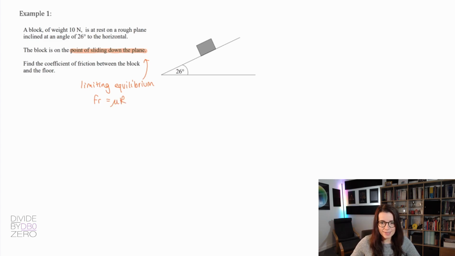First thing you want to do is label your diagram with the forces. So we've got the block of weight 10 newtons, so let's put the weight on, coming straight down. Now when you've got an inclined plane, you're going to want to resolve parallel and perpendicular to the plane. So at this point, I would actually resolve that weight force into its components. So going that way and that way. This angle here is also going to be 26 degrees. And therefore this component is going to be 10 cos 26, and this component is going to be 10 sine 26. So the 10 cos 26 component is the one touching the 26-degree angle.